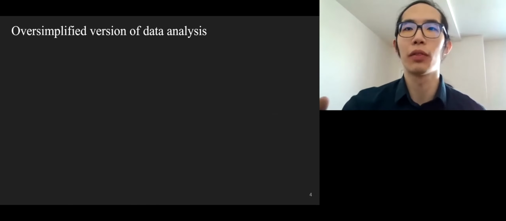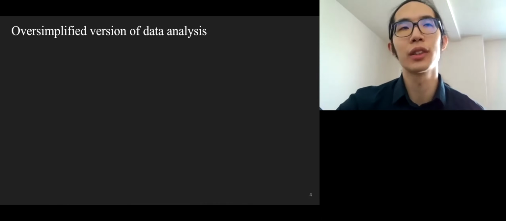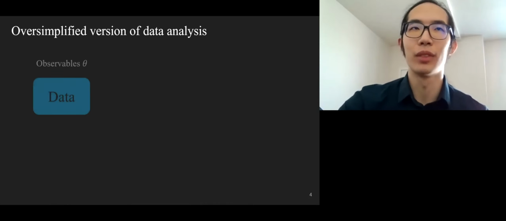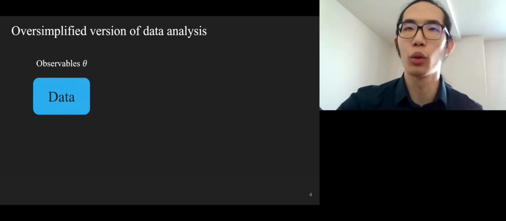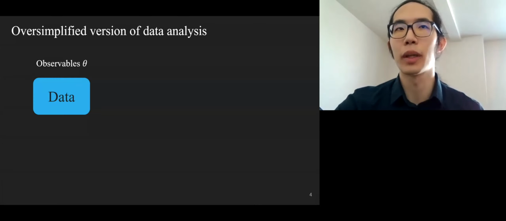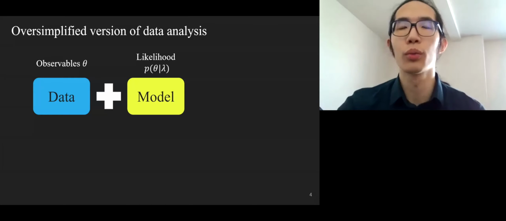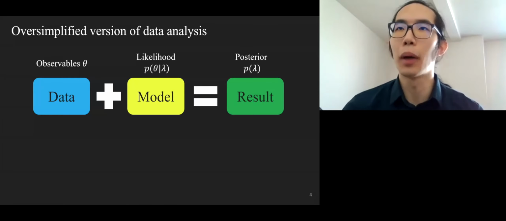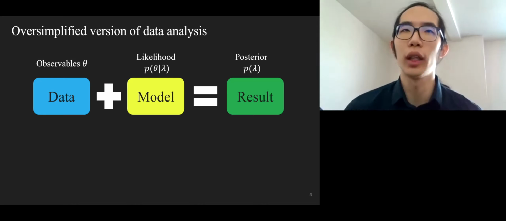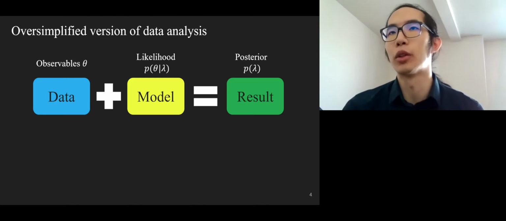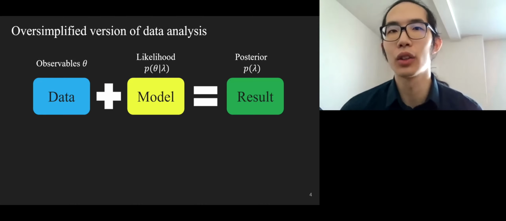And this is an oversimplification of data analysis before I go into the gist. You have some data, which is your observable, your gravitational wave, your mass spectrum or something. And you build a model, which is a likelihood function that you use. And hopefully together combined, you have some posterior, some constraint on the physics that you care about, which is parameterized by a probability density function on the physics parameters, let's say lambda.